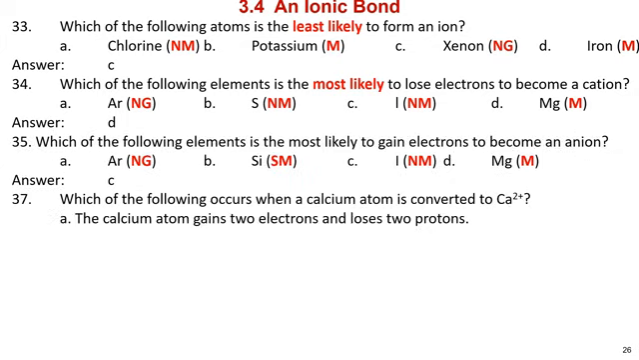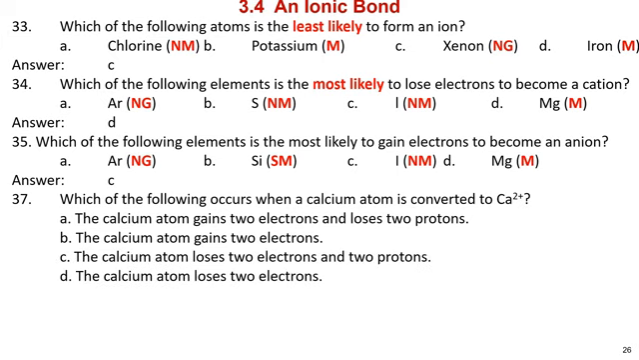Number 37. Which of the following occurs when a calcium atom is converted to calcium 2 plus? Calcium loses 2 electrons. That's what you are looking for. Calcium atom gains 2 electrons. That's wrong. Calcium atom loses 2 electrons and 2 protons. Atoms never lose protons, only electrons. Therefore, it's the wrong answer. Calcium atom loses 2 electrons. That's the correct answer, D.